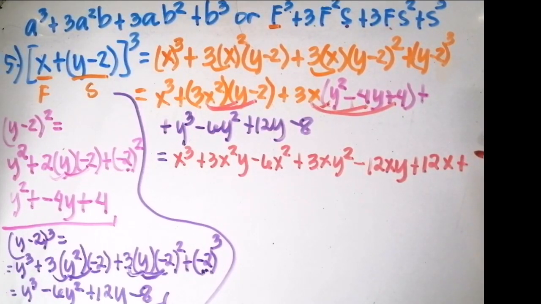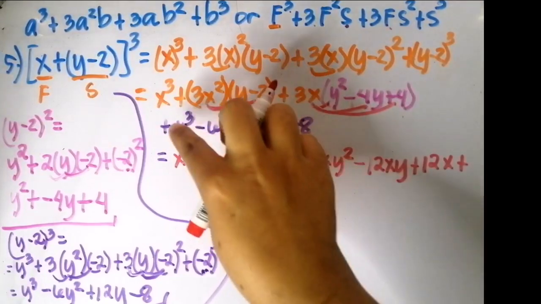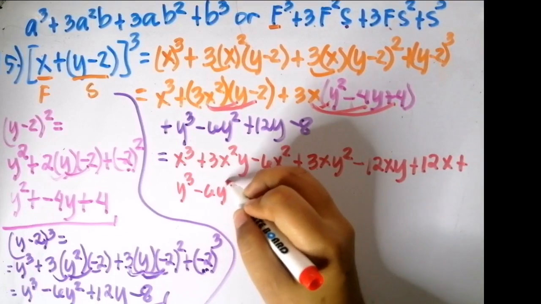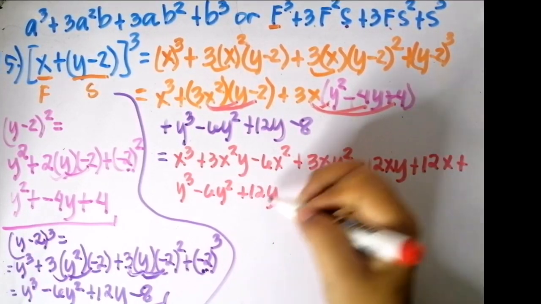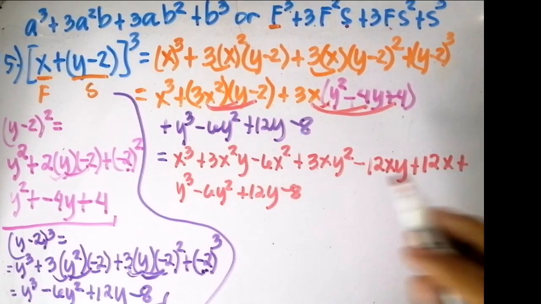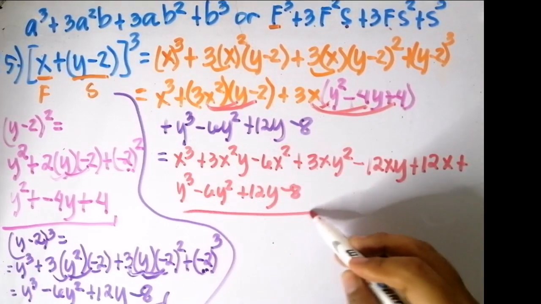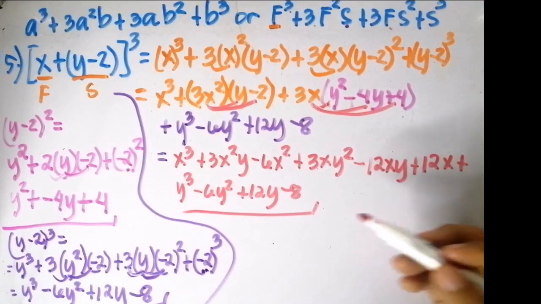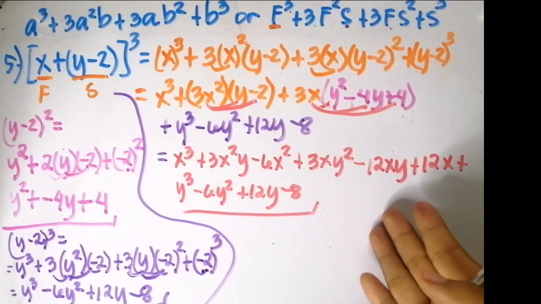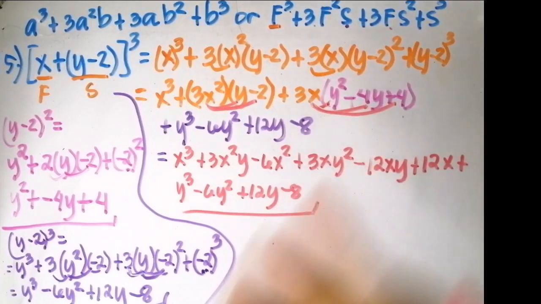Plus, may plus na kasi dito. Y raised to 3 minus 6y squared plus 12y minus 8. Meron bang pwedeng i-combine dyan? May magkakapareho ba or magkakamukha ng variable? Kung wala, edi ito na yung final answer. Okay? Acceptable pa rin naman yan, pero kung gusto niyo yung standard, sundin niyo yung ginawa natin sa number 14 kanina.